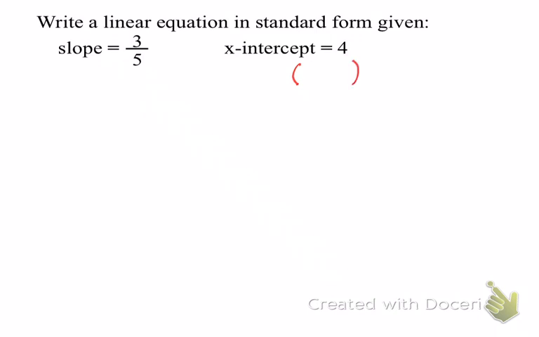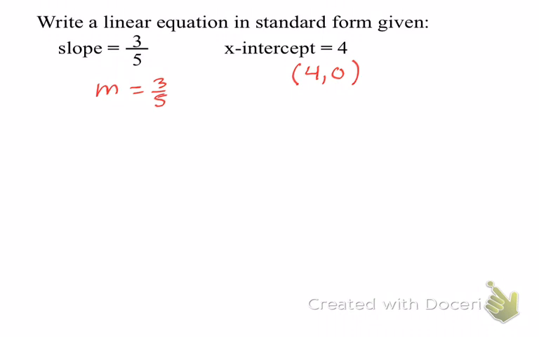So they really gave you a point, but they're not telling you they gave you a point. Do you see how sneaky they get? That is 4, 0. So it is an implied point. They don't tell you because they want to see if you're making sense of it. So now I know my m is 3/5.